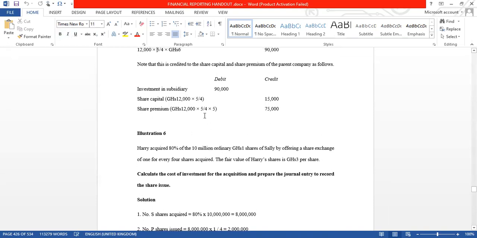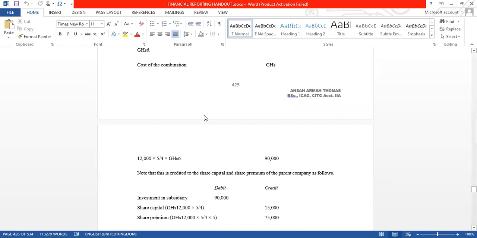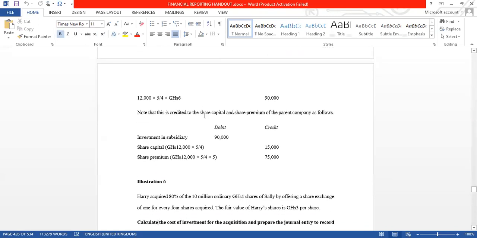Let's look at another example here, illustration 6. All right, so they said that Harry purchased 80% of the 10 million ordinary shares, which are at 1 Ghana cedi. He purchased 80% of 10 million ordinary shares of Sally by offering a share for share exchange for every 4 shares acquired. The fair value of Harry's share is 3.